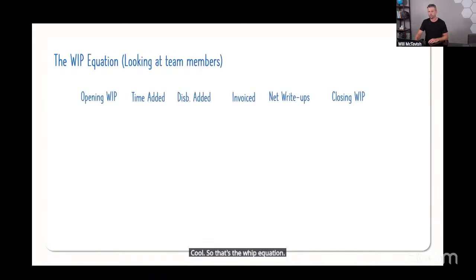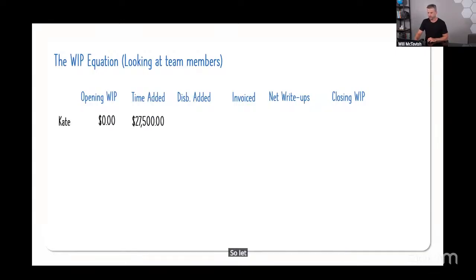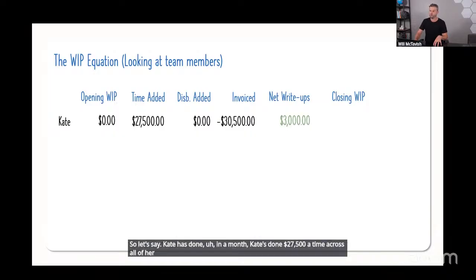Now we can also look at WIP from a whole different perspective. We can look at it from the perspective of a job, a client, or a firm level. We can also look at WIP at a team member level, but that does have its challenges, which we're going to have a look at now. So let's say Kate has done $27,500 of time in a month across all of her jobs, and she's invoiced $30,500. So we've got net write-ups of $3,000. We could look at this and say, Kate had a great month.